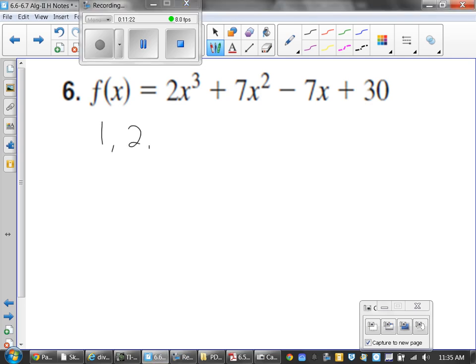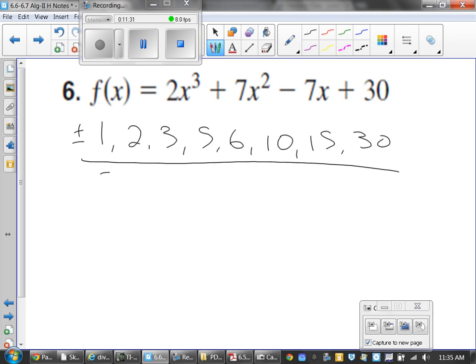We have 1, 2, 3, 5, 6, 10, 15, and 30, all over plus or minus 1 and 2. We agree? Now, if you think about it, some of these are going to be duplicates of others, like 2 over 2, 6 over 2, 10 over 2, 30 over 2. Those are duplicates, right? So the only ones you have to rewrite are plus or minus 1/2, 3 halves, 5 halves, 15 halves. You rewrite the ones that are not duplicated.